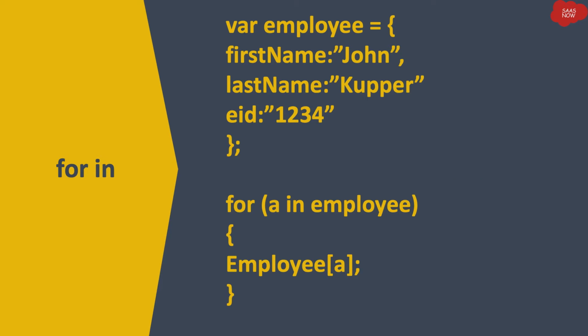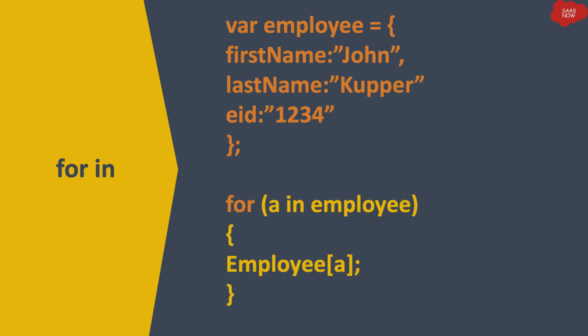JavaScript also has the for in loop, which loops through the properties of an object. So here you can see we have an employee object. And if we need to access all properties of the employee object, then what exactly can I do? I can start with the for keyword. That's basically the syntax of for loop, but at the same time, we are talking about for in loop.